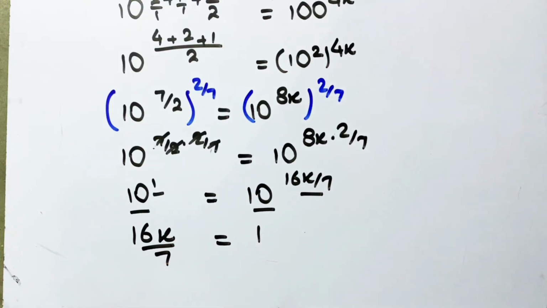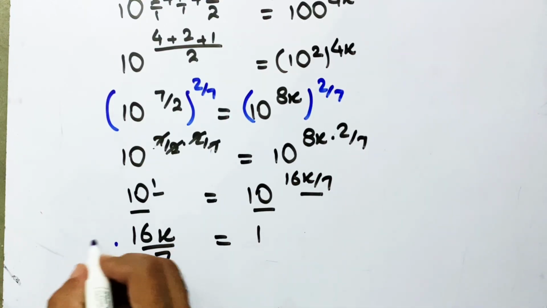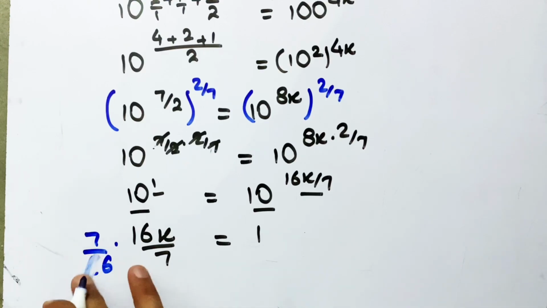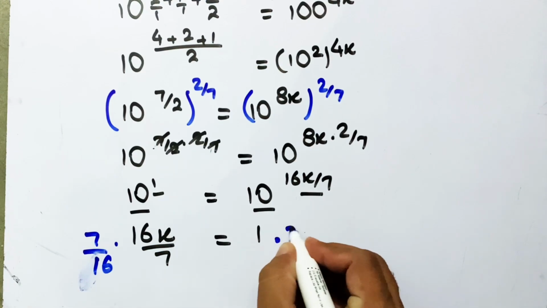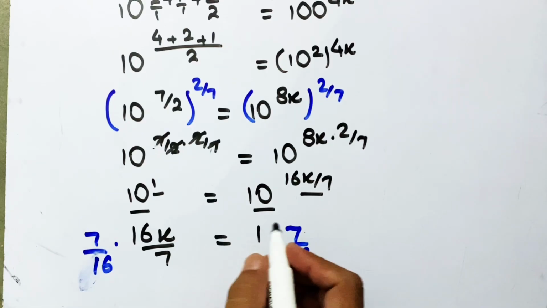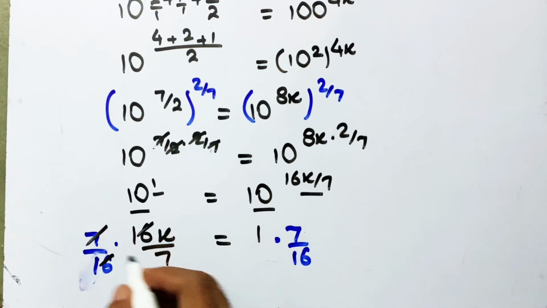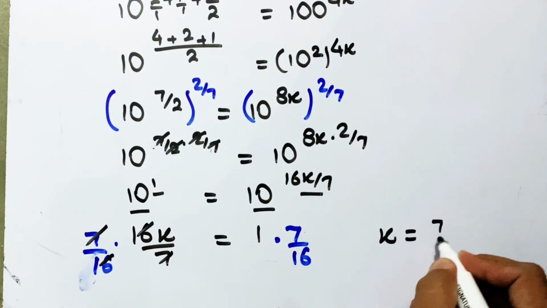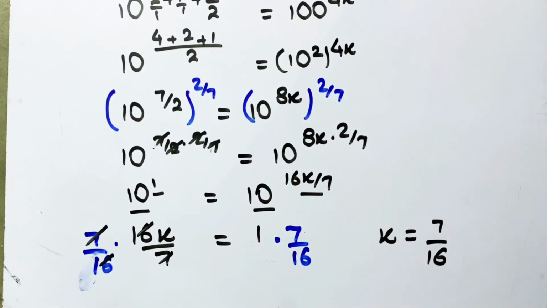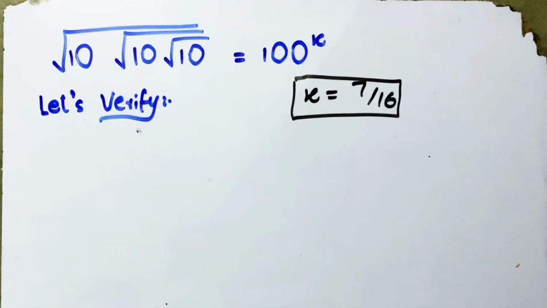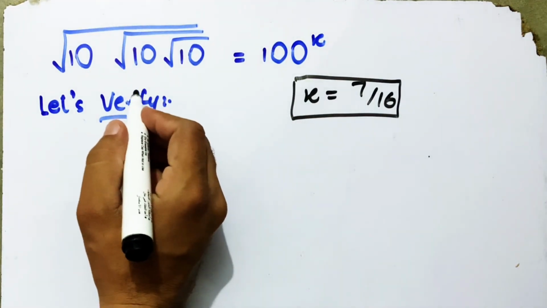Now multiply both sides by 7 divided by 16. The 16 and 16 cancel, the 7 cancels, so x becomes 7 divided by 16. Let's verify by putting it in the main equation.